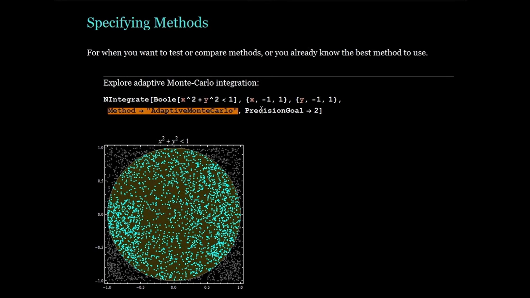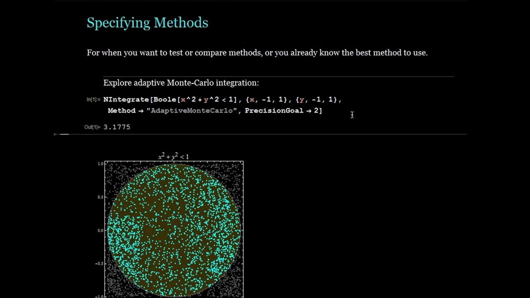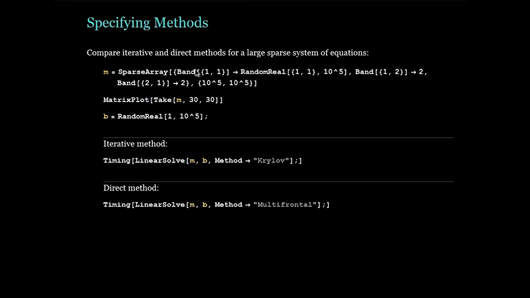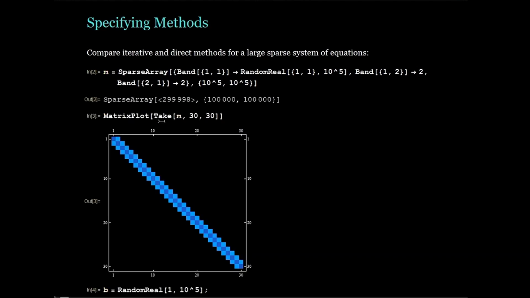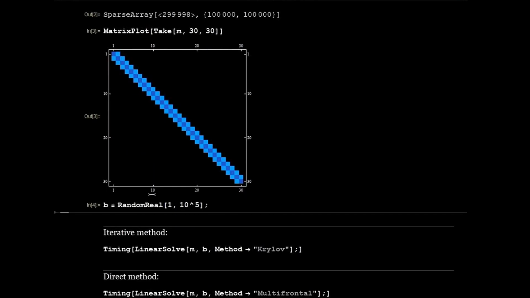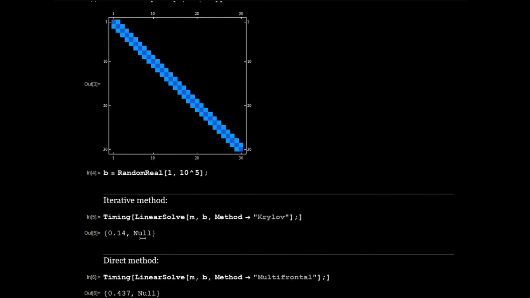In this example, we try out adaptive Monte Carlo integration on an integral whose exact solution is pi. In this example, we compare two different methods for solving a large, sparse system of equations. Using the Timing function, we find that for this example, the iterative method is about 3 times faster.